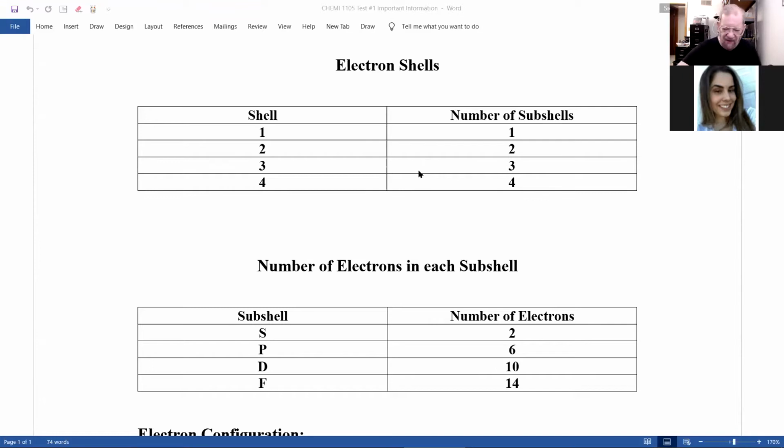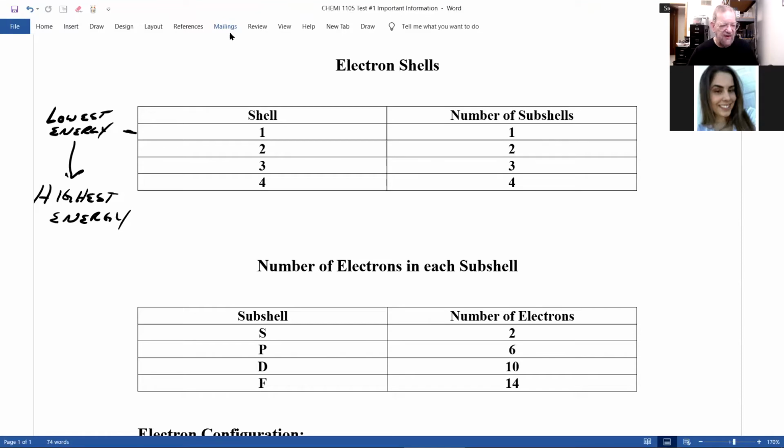All right. You should know the electron shells and the number of electrons in each subshell and their names. This is important information for test number 1, and it will be given to you on the last page. But you also have to know, when you go from the top to the bottom, this is the lowest energy shell, this is the highest. Same thing here. S is the lowest energy subshell.